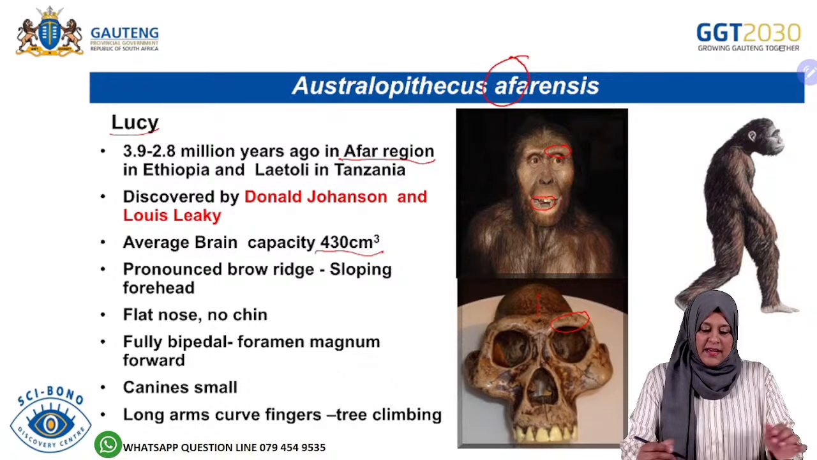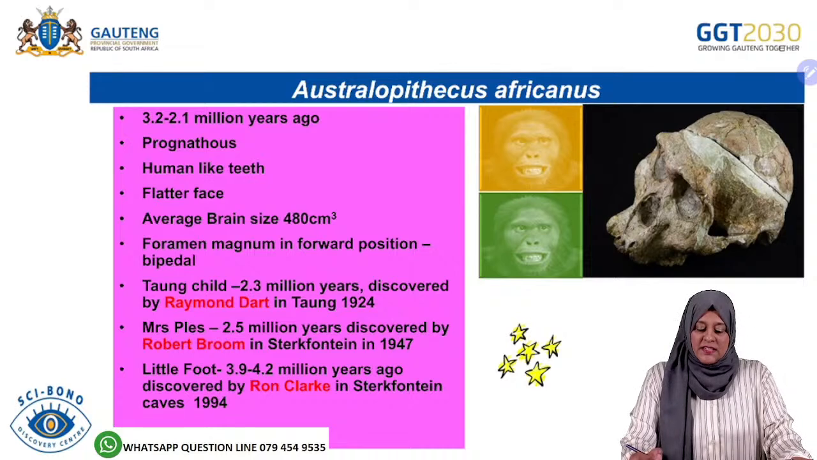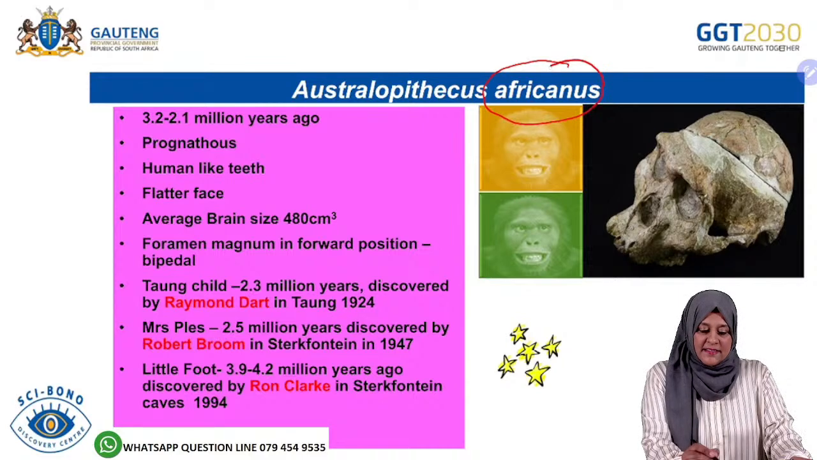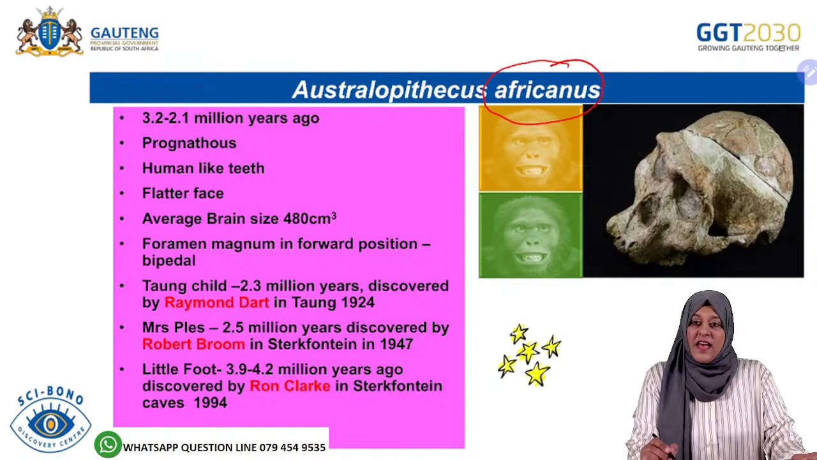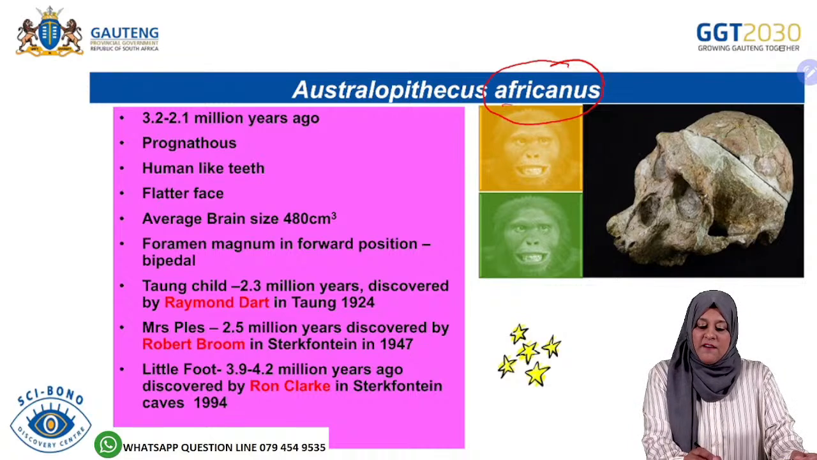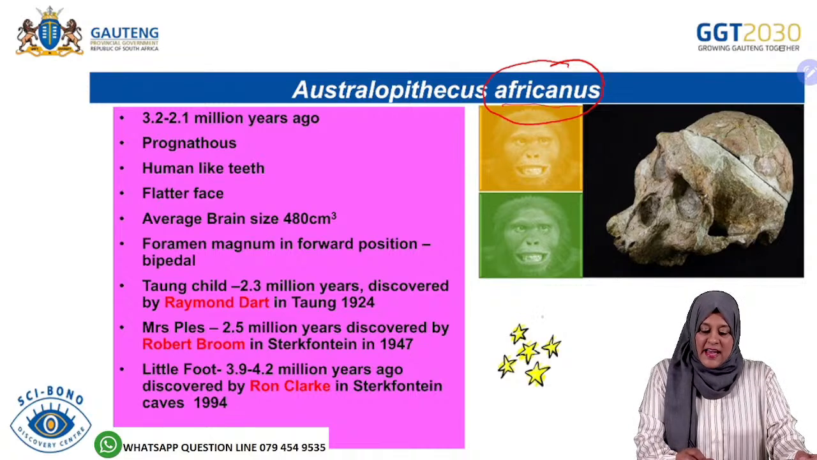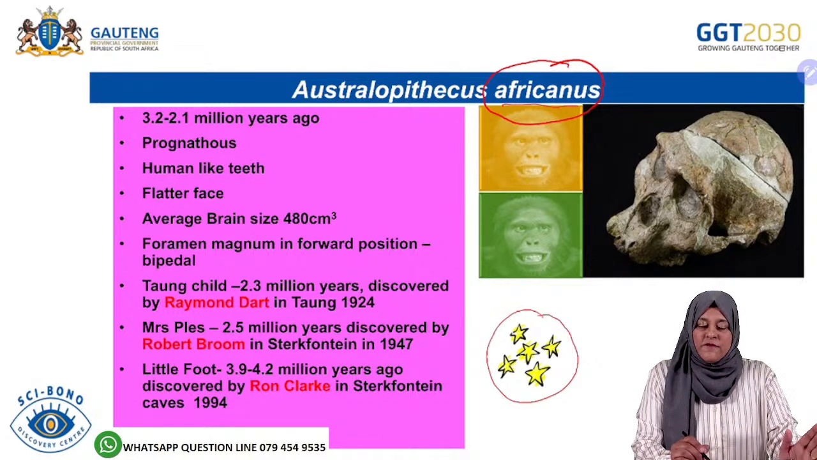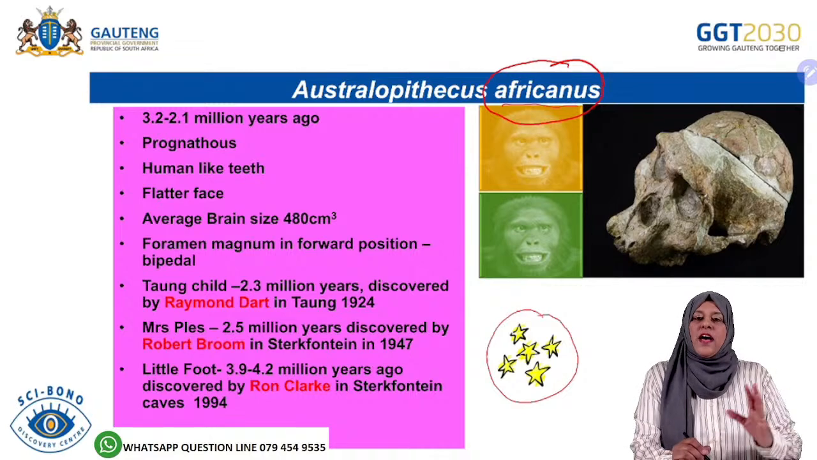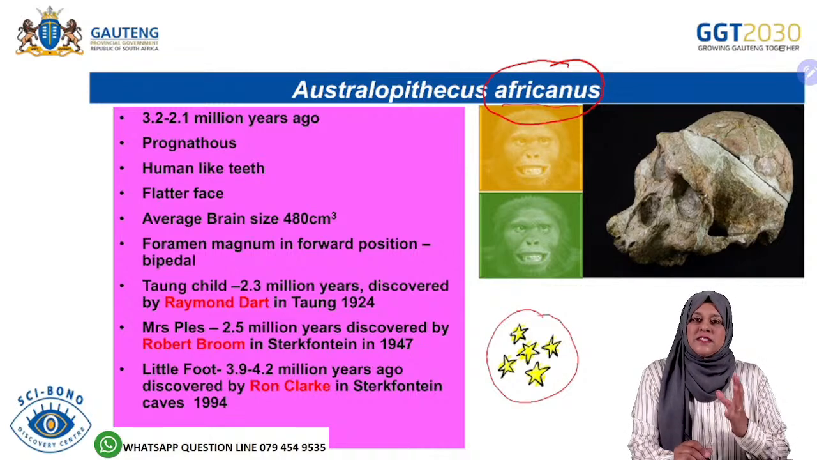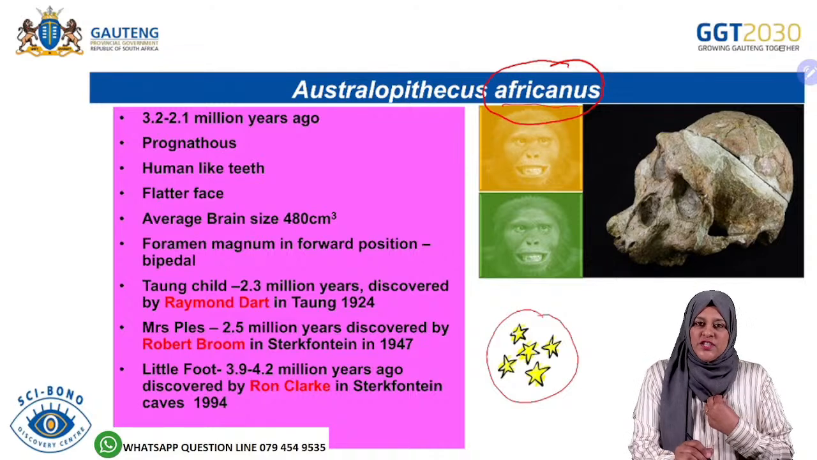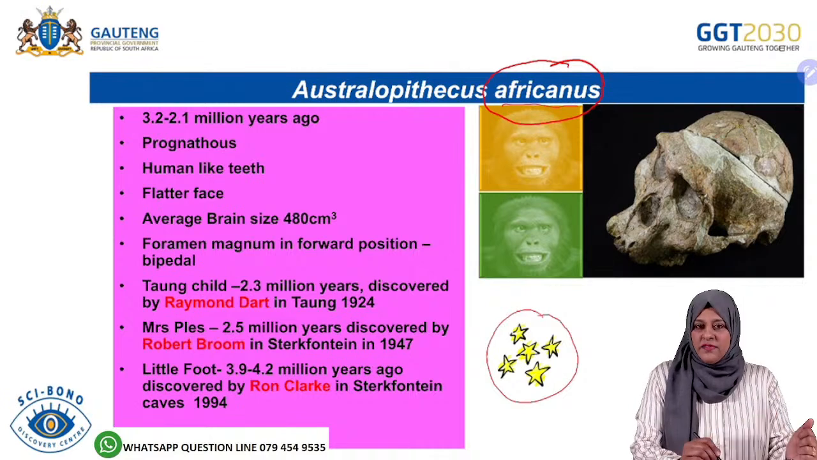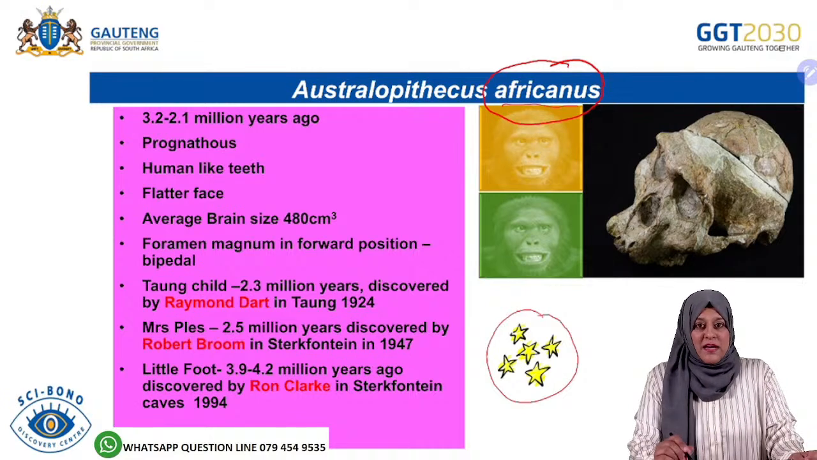Okay, we're now going to look at the next one, which is Australopithecus africanus. Guys, this one is found in South Africa. That is why it has the name africanus. This slide has a star here. Can you see the star? This means that you have to know this slide. You have to know the fossils that are found in South Africa. This is our heritage. They're found in our country. We need to make sure we know and learn about this, okay? And these could be coming out in the exam.